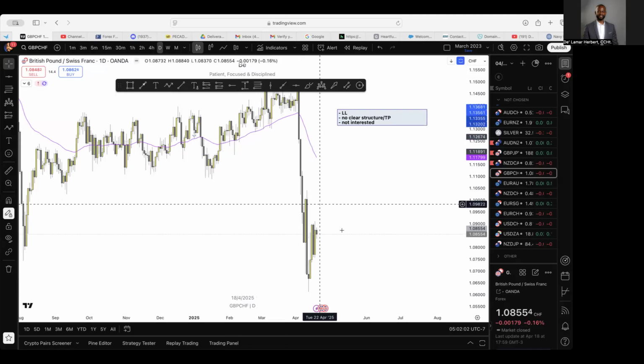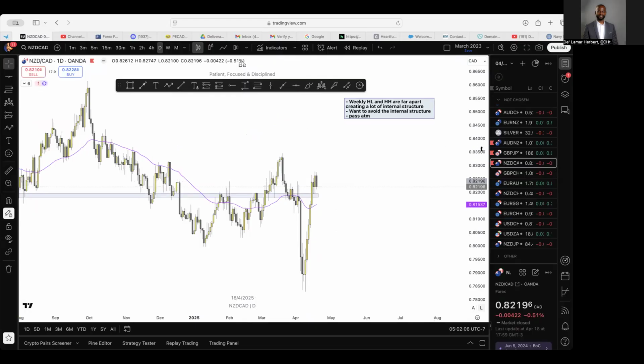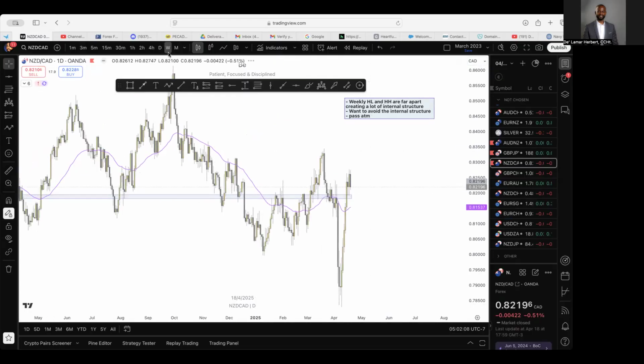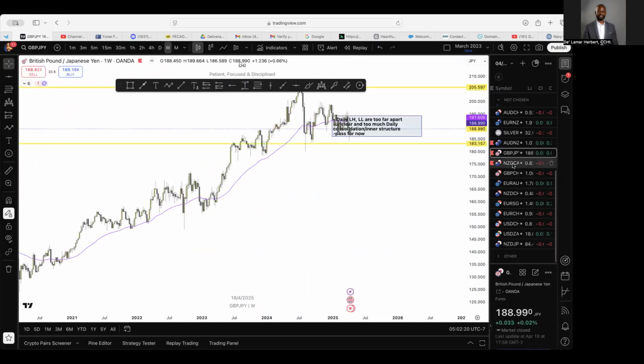GBP CHF, no clear structure, pass. NZD CAD, we are weekly just way too far apart here. We're just in a huge consolidation. We still haven't gotten out of those ranges. We have some pairs that have actually broken out of those ranges a few weeks ago, but NZD CAD is not one of them.